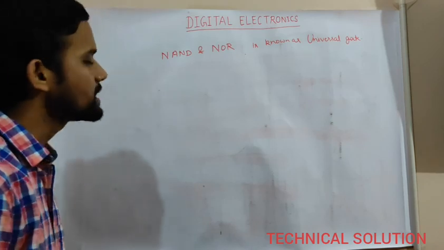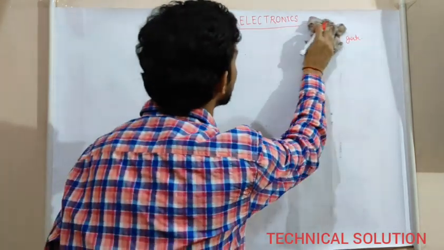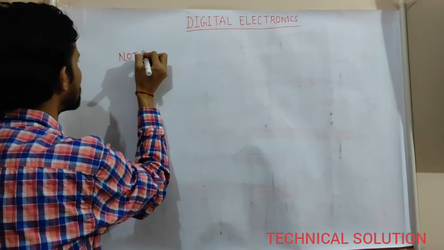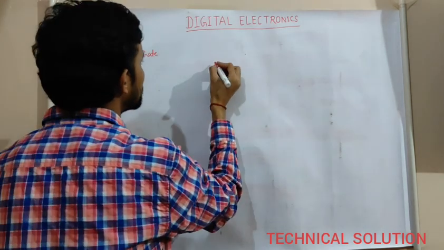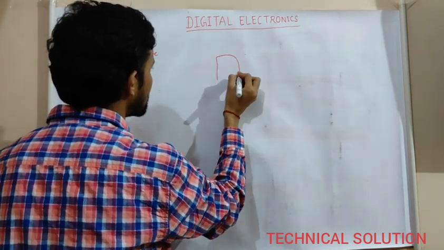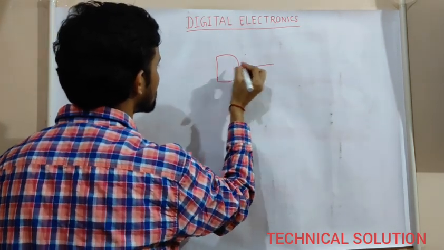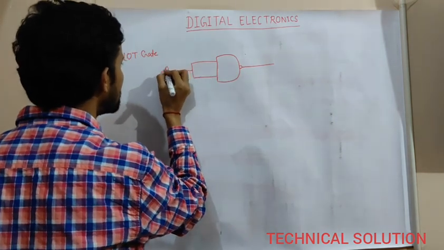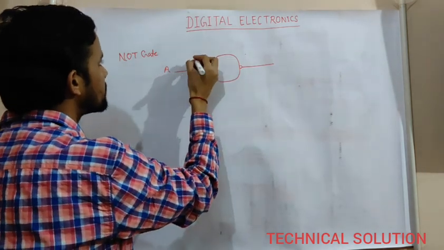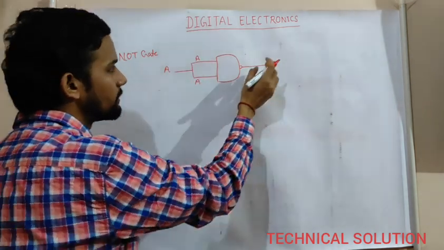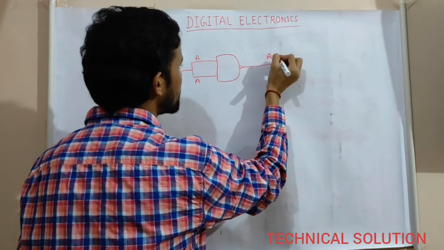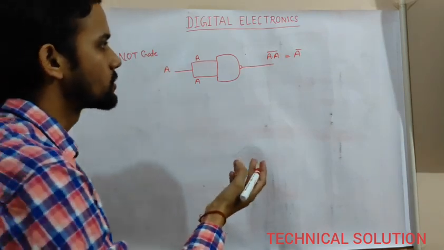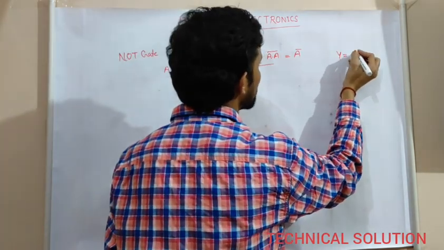So let us realize all the gates using NAND gate. First, realize NOT gate using NAND gate. This is a NAND gate, and if the inputs are the same, that is this is A and this is also A, then here we get the complement of A dot A, which is A bar. As in the NOT gate, Y equals A bar.